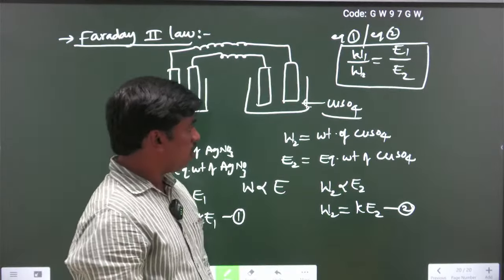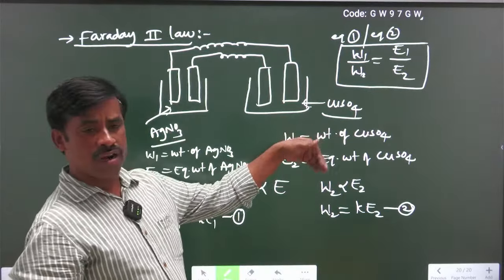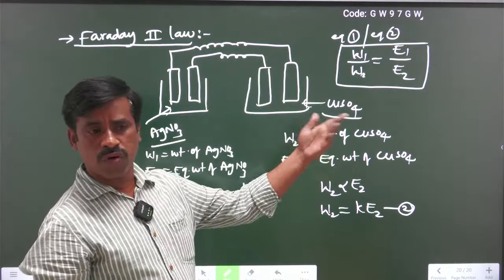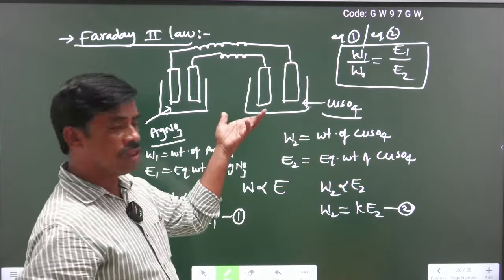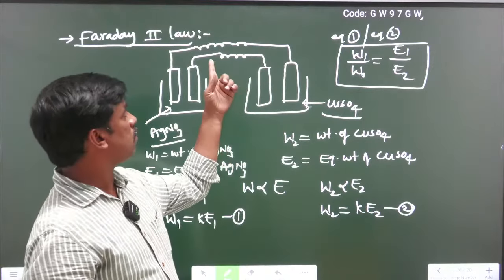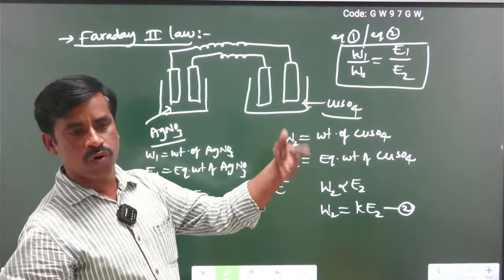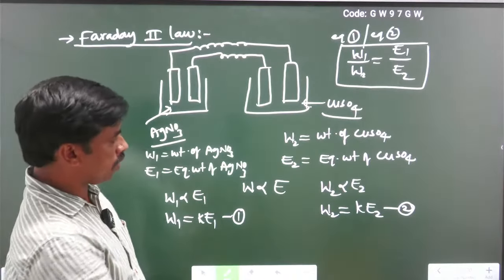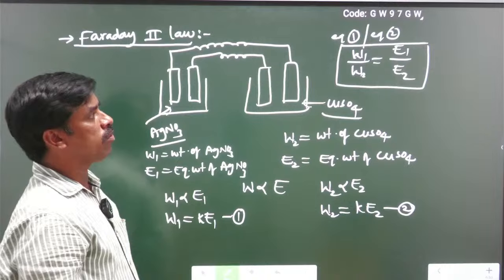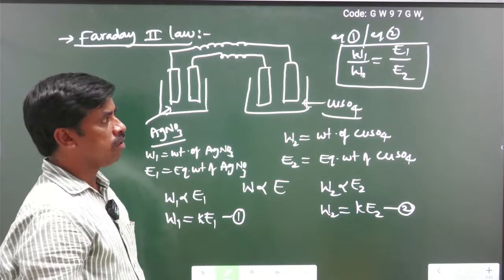Okay students, if you take another electrolyte, a third or fourth, you can also take. Here I am showing with two electrolytic solutions by passing the same quantity of current. If you take another electrode also, 3, 4, 5, you get the same equation: W1 by W2 is equal to E1 by E2.